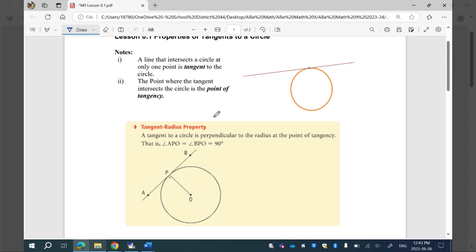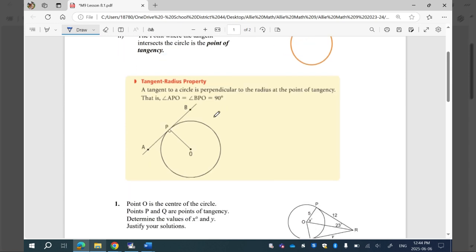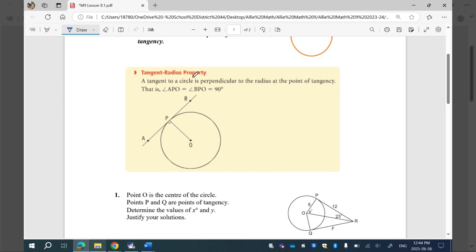And some other little notes right here. The tangent radius property. So a tangent to a circle is perpendicular to the radius at the point of tangency. So some vocabulary in there. Perpendicular means two lines intersect, but they intersect at 90-degree angles. So, a lot of times lines might cross, but in order for them to be perpendicular, they have to cross at 90-degree angles. So we can tell these lines have crossed at 90-degree angles because we have that little square there, the telltale sign of a 90-degree angle. So that's perpendicular.